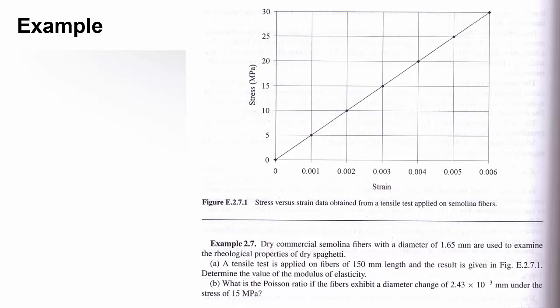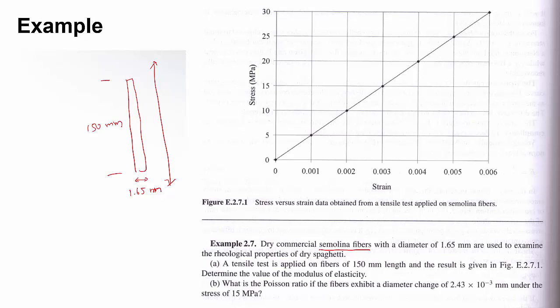So, there are fibers, semolina fibers, okay. So, you basically take the fiber and you are going to stress it out, okay. So, you hold it and then pull it out. The original diameter was 1.65 millimeters. And the fiber length is 150 millimeters.